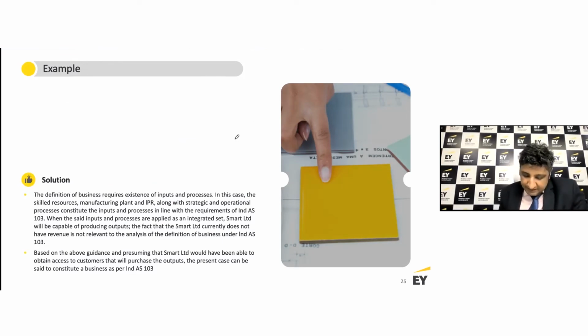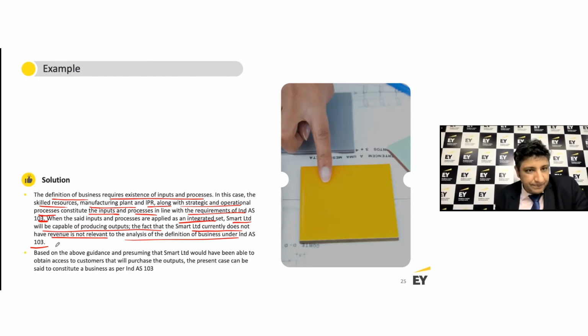Okay, it says that the definition of business requires existence of inputs and processes. The skilled resources, manufacturing plant, and IPR, along with the other processes would constitute inputs, and the processes in lines as far as Ind AS 103 is concerned. Now, these are an integrated set, of course, and accordingly, it would be able to obviously conclude it to be having the ability to produce output. Okay, it does not matter whether you are generating revenue in today's time, that is not relevant here. The capability is more important. Okay, so in a way, if there is an acquisition by the other company, it would necessarily mean that there is a business combination in place.